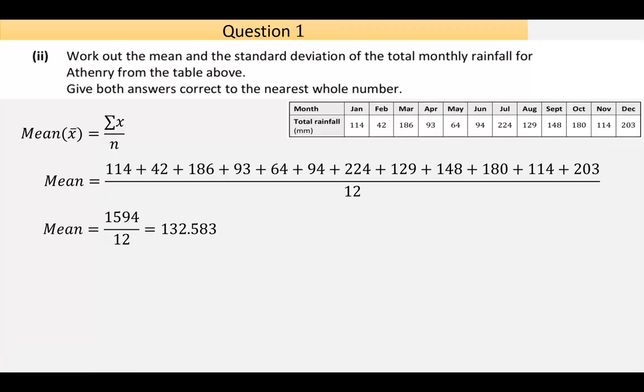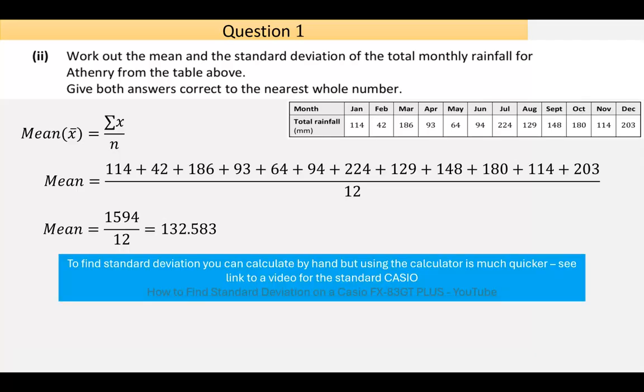Now, when I do that, I get an answer of 132.583, which when rounded, actually I probably won't round here. Rounding here would maybe introduce inaccuracy in the end answer, unless you're using a calculator, which is the way they kind of expect this question to be answered. So to find the standard deviation, you can calculate by hand, and we will run through that roughly. But using the calculator is quicker, but you have to know how to do it. It's a very specific thing.